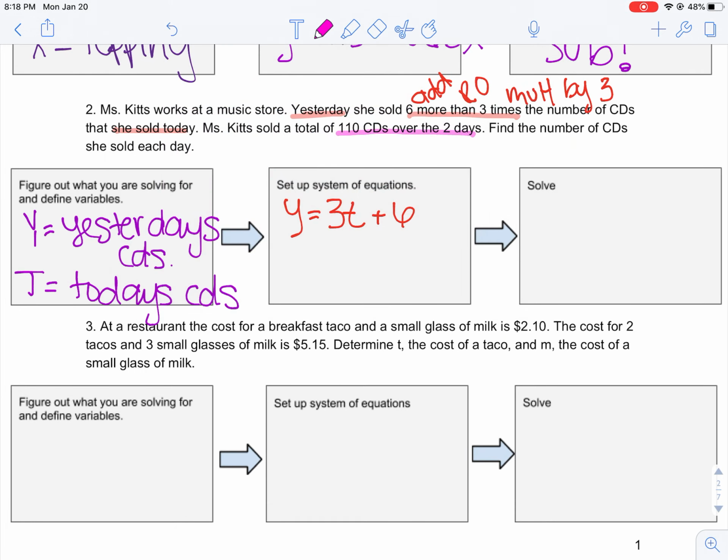Now my pink equation, it says over the last 2 days, she sold 110 CDs. So I know yesterday's CDs plus today's CDs equals 110. Now, if I had to solve this, this is set up for substitution.